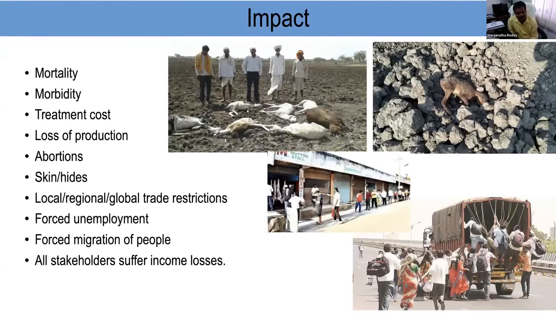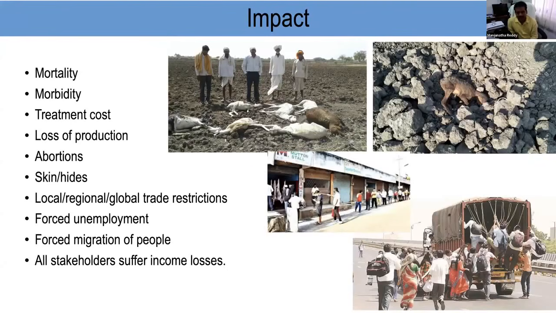Because of the disease, there will be local, regional or global trade restrictions or distress sales. So there also is going to be a loss. And there are some international restrictions. The export of sheep or goat meat and meat products may be restricted from countries which don't have the disease, this SGP, sheep and goat pox. Above all, it is a forced unemployment.